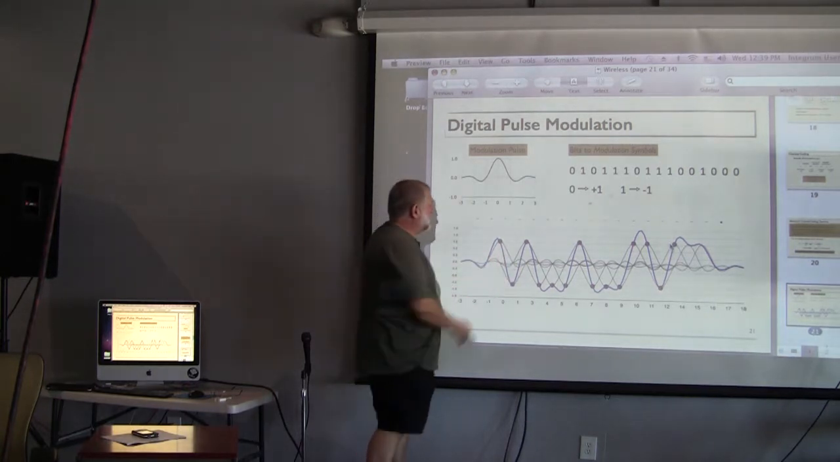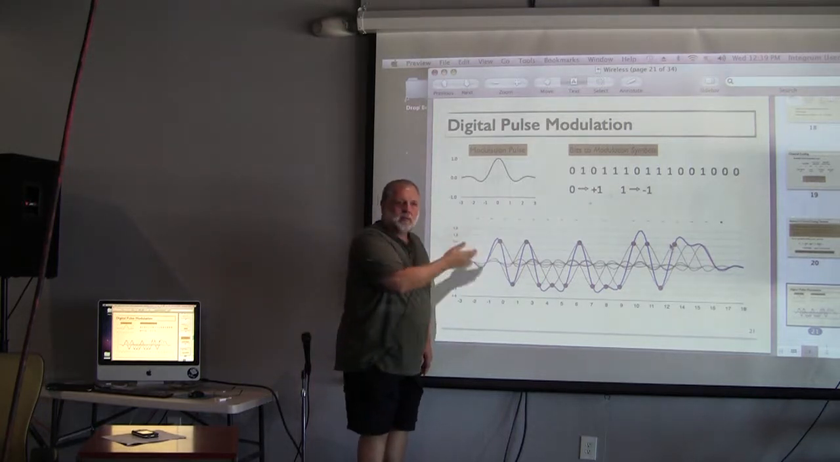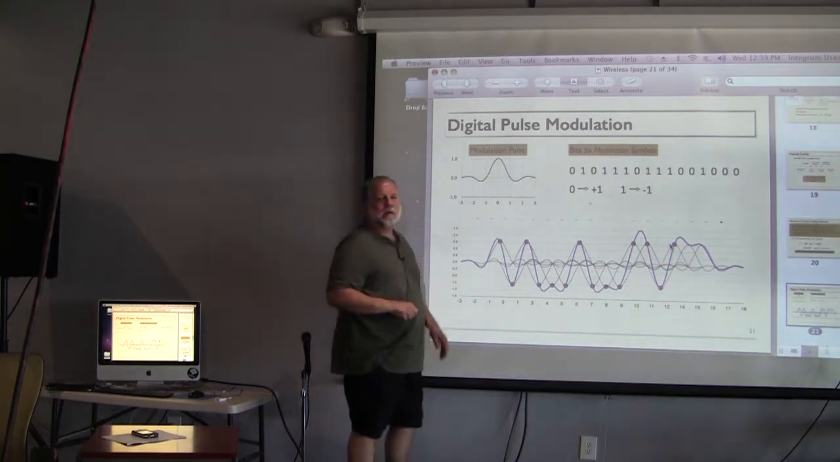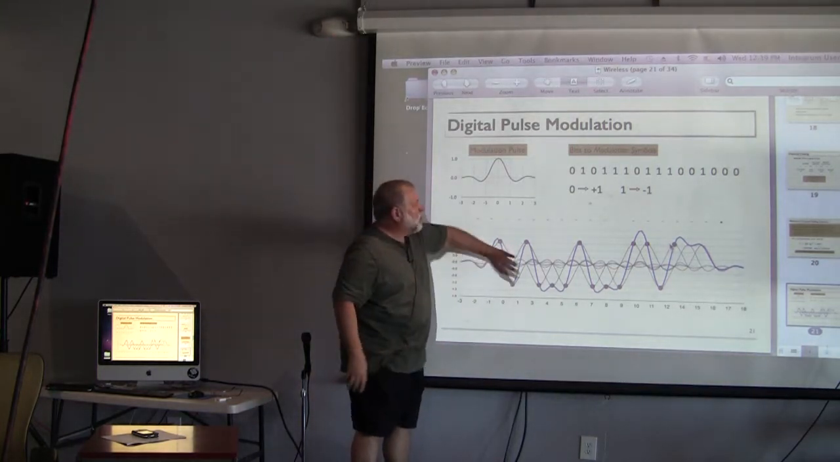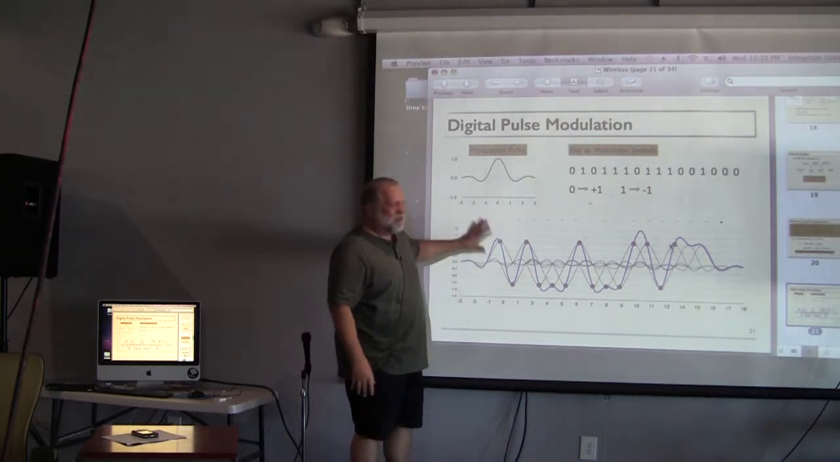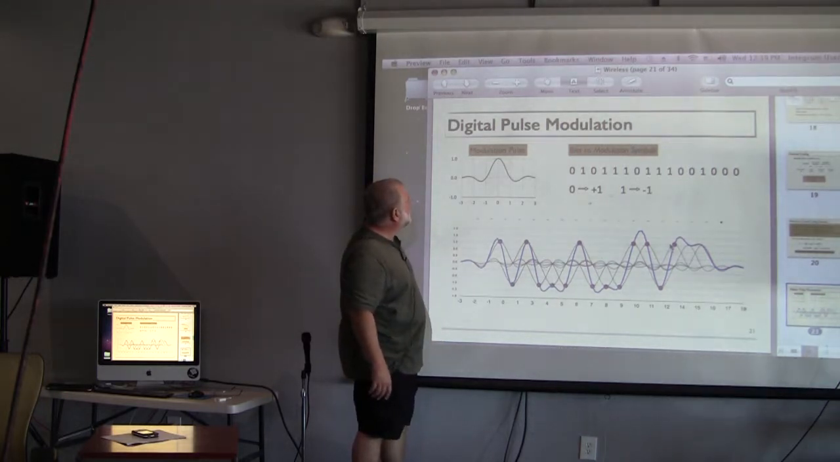So what are you going to do? You're going to take the sample, and you're going to say if it's bigger than 0, call it a 0. If the sample is less than 0, call it a 1. So that's basically, I don't have the signal plus noise picture, but I think you can visualize noise riding on top of that waveform. So it's basic pulse modulation.